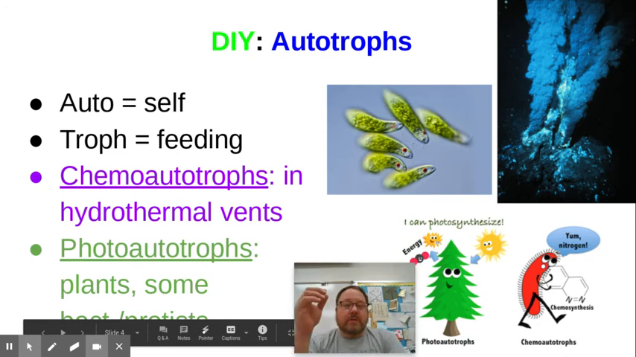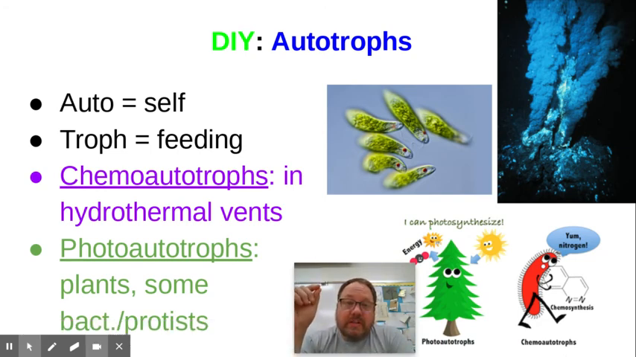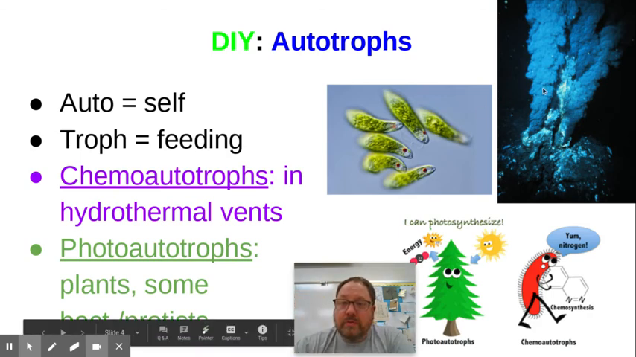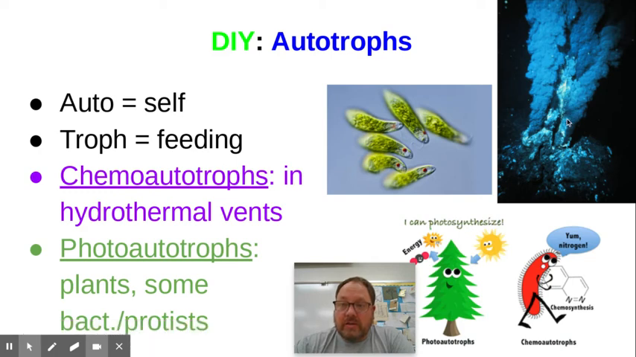Now, this process of making food happens in different ways. The terms troph and auto: auto means self, and troph means feeding. So autotrophs are organisms that feed themselves. So probably some of the early forms of life on Earth were chemoautotrophs. Chemoautotrophs use chemicals to make their own food. So like in hydrothermal vents down deep on ocean floors, there are single-celled organisms that use hydrogen sulfide as a fuel source to make ATP, and that's how they live.